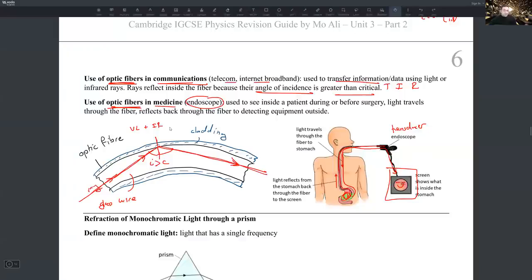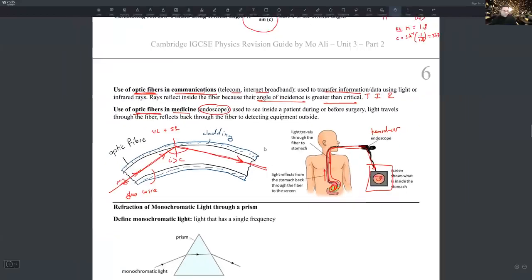You don't have to describe it in excruciating detail. What do we say? You put optic fibers or an optic cable inside your patient. The light goes through the fiber and reflects back out through the same fiber to the detector outside, or to the equipment outside. That's it. That's how you describe it. You don't need to explain any more. You're not a doctor here, all right? You're not a biomedical engineer.